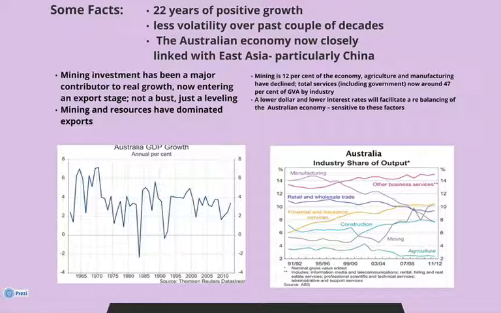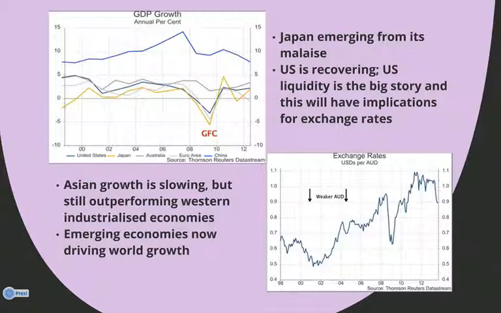If we look at manufacturing, it contributes around about 8% of output in Australia and a similar share of employment. We can identify a few key factors which will be important for the Australian economy. Japan certainly is emerging from its malaise, and there are strong prospects there. The US is recovering, but there is some uncertainty still. The liquidity is the big story there, and this will have implications for exchange rates in Australia. And exchange rates are very important in terms of Australia's competitiveness in global markets.